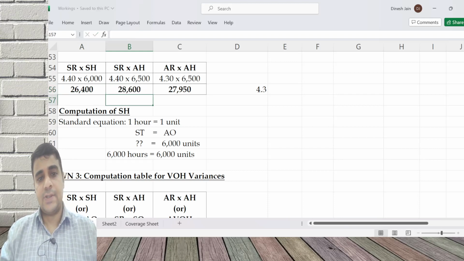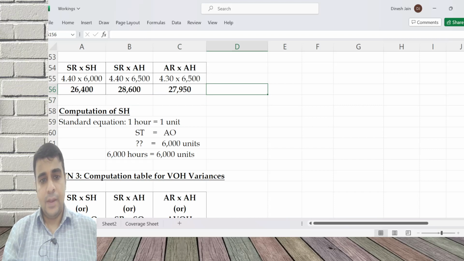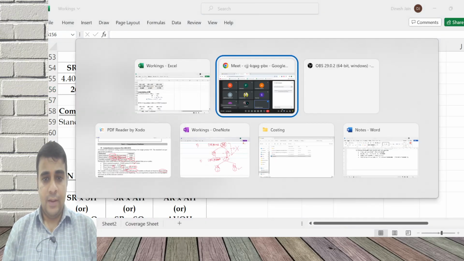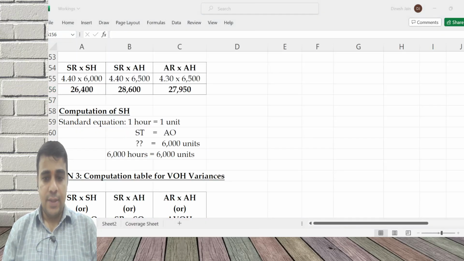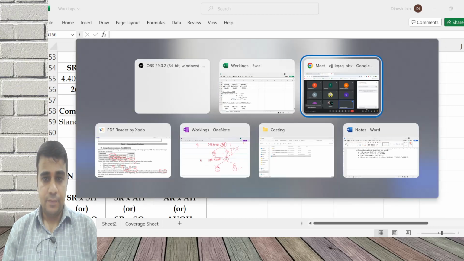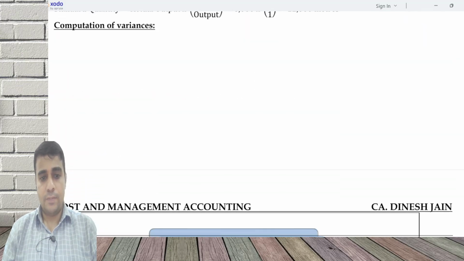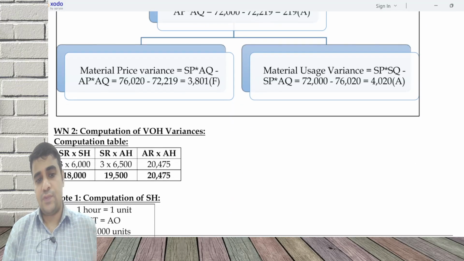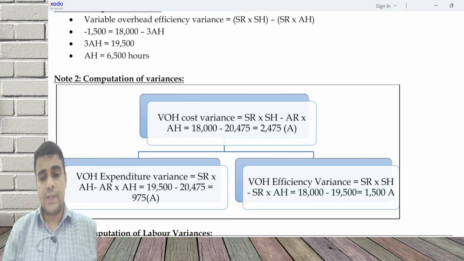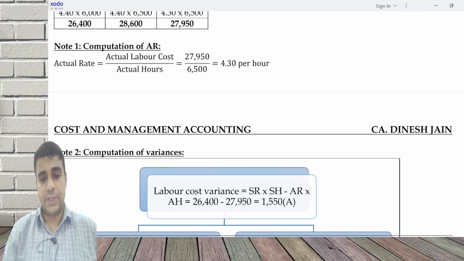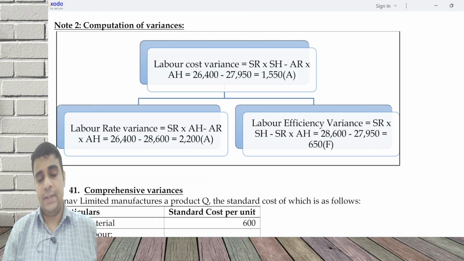So the entire table is done. We are done with the requirement of the question. The requirement of the question was just to get to this table, which is done. Table part is completed. Later on at home you can do all this variance calculation. The focus is not going to be on variance computation. Focus will just be to complete the table.